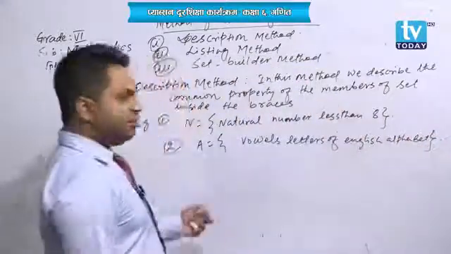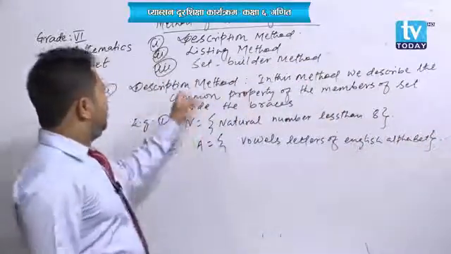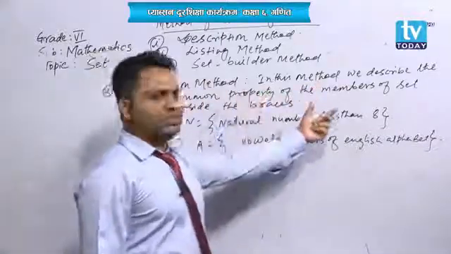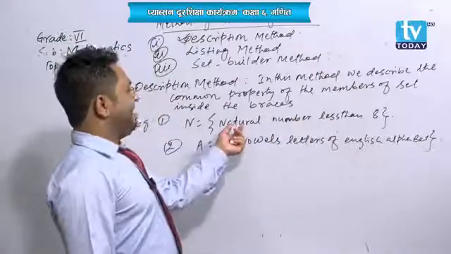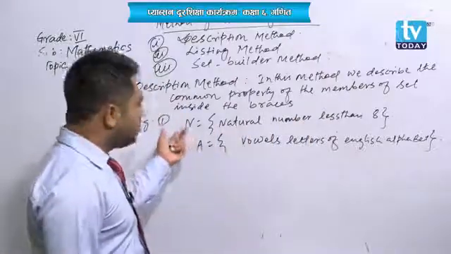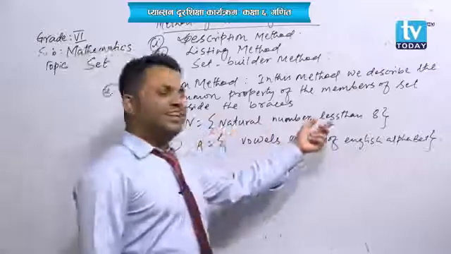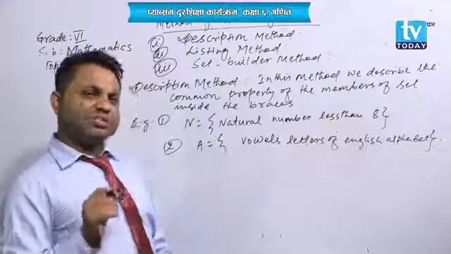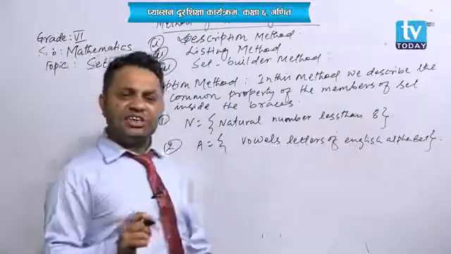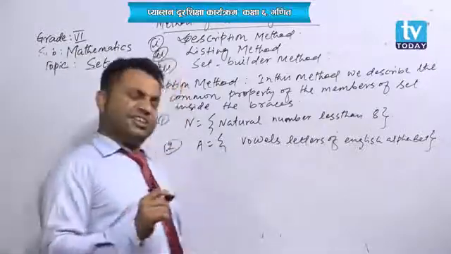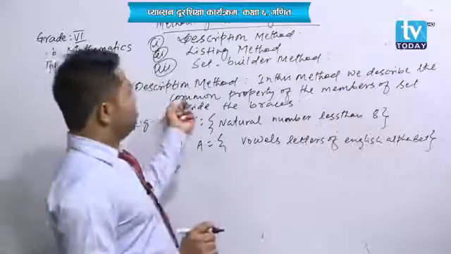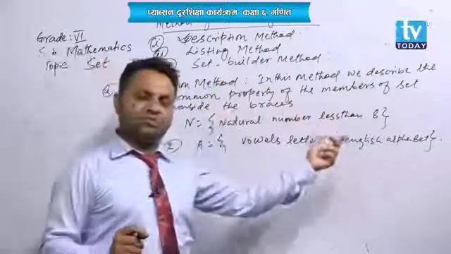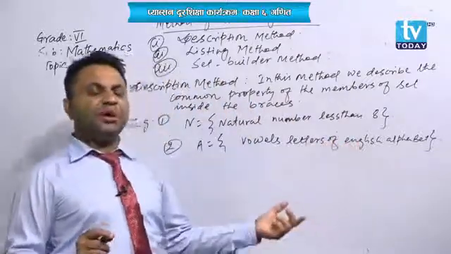Okay, another example you can write. Now here in the description method, we describe the common property of the members of the set. Suppose you consider example number 1: natural numbers less than 8. What are the natural numbers less than 8? 1, 2, 3, 4, 5, 6, 7. These are the natural numbers less than 8, which we can describe by a common property of the members of the set. All of them have a common property.